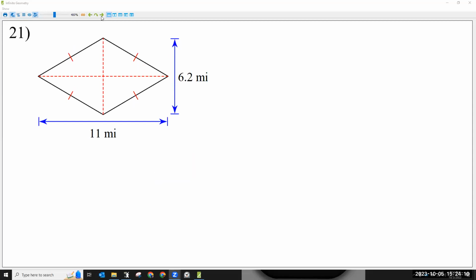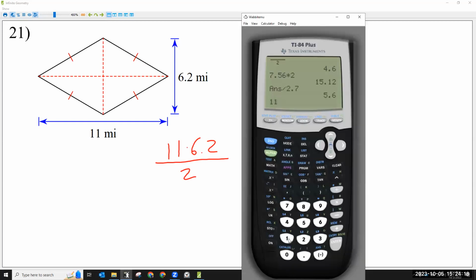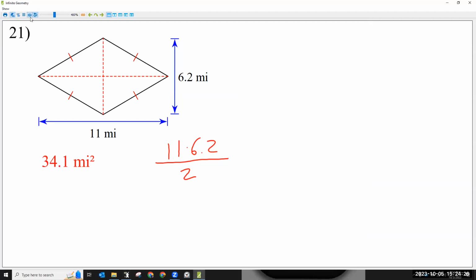So for this one, 11 times 6.2 divided by 2, and I get 34.1. All right, so there's an example of all the different types of problems that you will see.